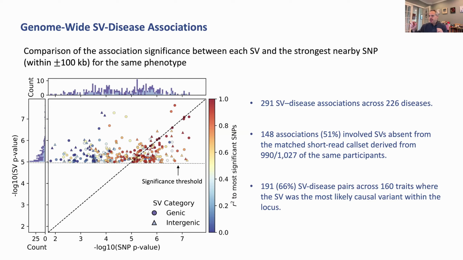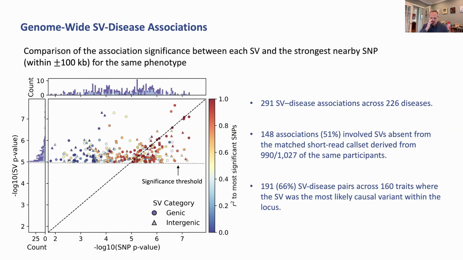The headline is that most of the time, yes, there is a statistically significant association between one of the structural variants and the traits of interest. That's exciting. And then furthermore, we can ask a related question. Now we have great structural variant data. We also have great SNP data.